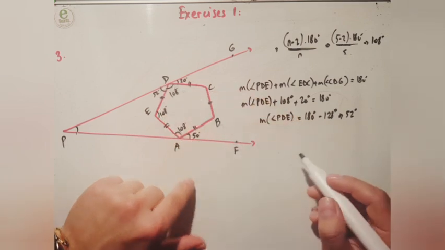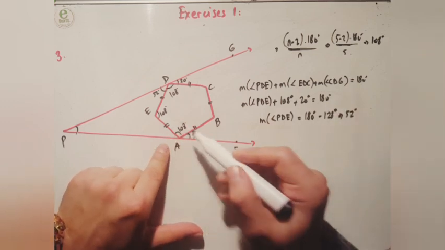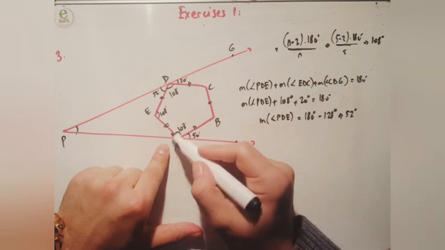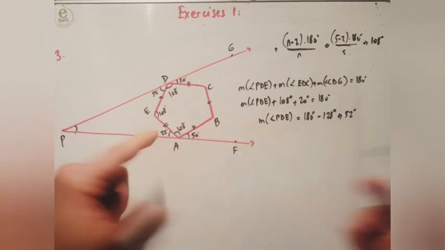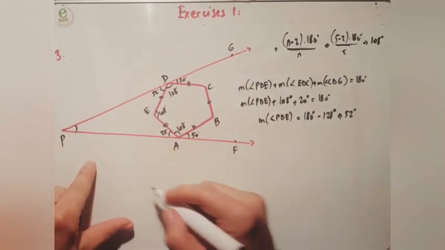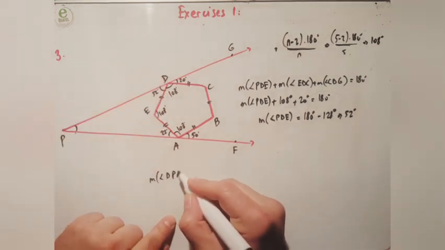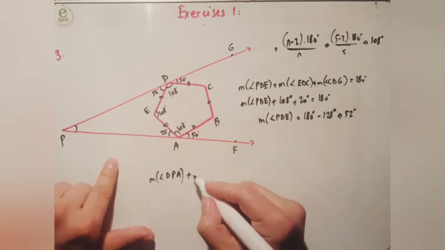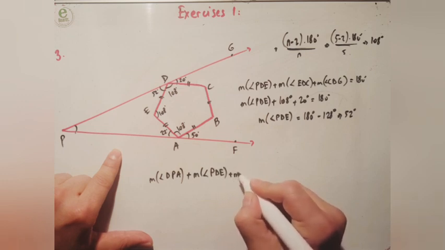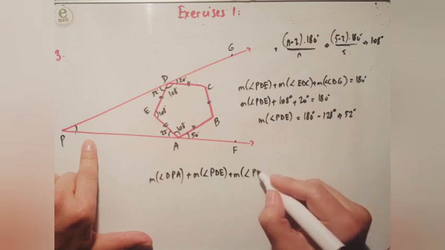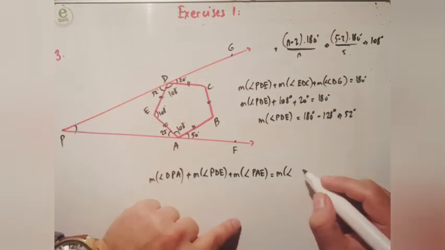Okay, I got it. So we will use the same method in a similar manner. It's also a straight angle. 108 plus 50 is 158. So to make it straight, we will have 22 degrees here. By using the property of triangles, the measure of angle DPA plus the measure of angle PDE and the measure of angle PAE will give us the measure of angle DEA.